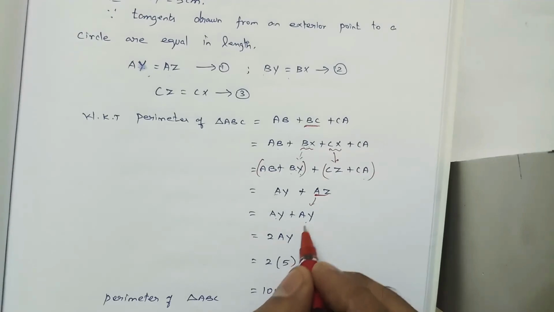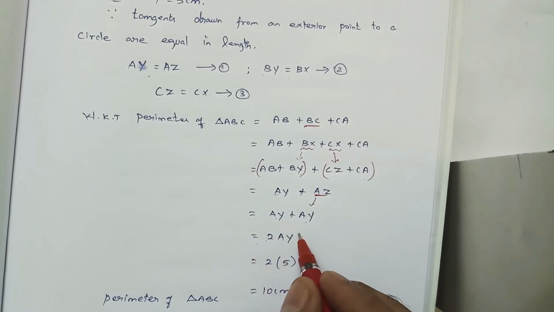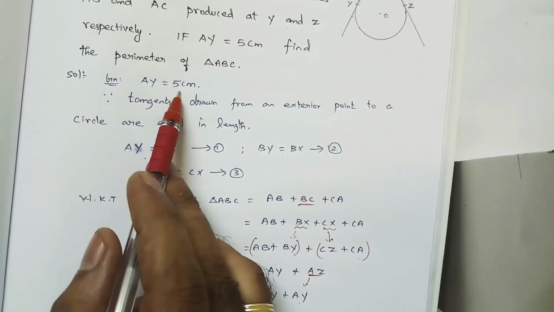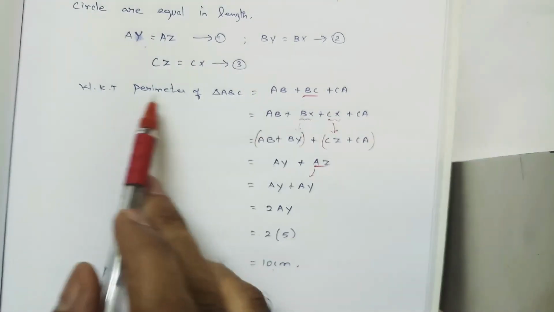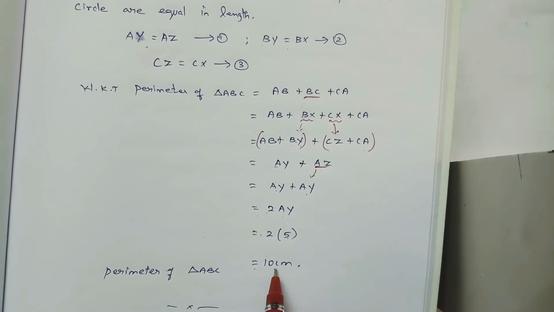So AY plus AY is equal to 2 times AY. Already they have given AY is equal to 5 centimeter. So 2 into 5 is equal to 10 centimeter. That is the perimeter of triangle ABC. Perimeter of triangle ABC is equal to 10 centimeter.